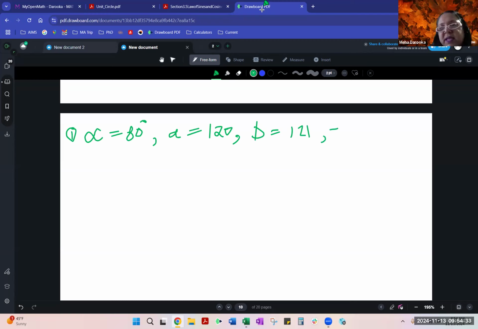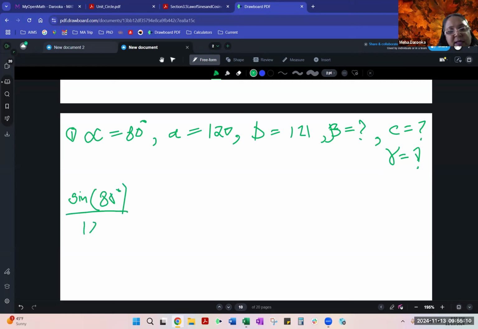So obviously, side B would be associated with angle beta, right? So we can say, okay, we need to find angle beta. And then the third side would be C. So we would need to find the missing side. And then remember its angle, we are calling it gamma. So we would also need to find the third missing angle, which would be gamma. So since we do know alpha and its opposite side A, we can go ahead and set that up using our law of sines function. So of course, you would then end up with sine of 80 degrees over side A, which would of course be 120.